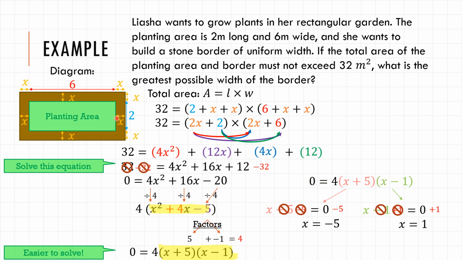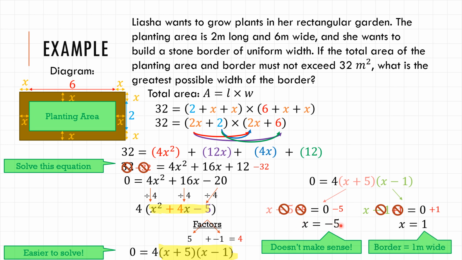However, this is a real life question, right? What value of x, what is the width of this border to get me an area of 32 meters squared? Well, the width can't be a negative number. That doesn't make sense. So I have to say that I'm going to ignore this solution. My width will probably be 1 meter wide. Okay, that's the width of the border, the stone border.